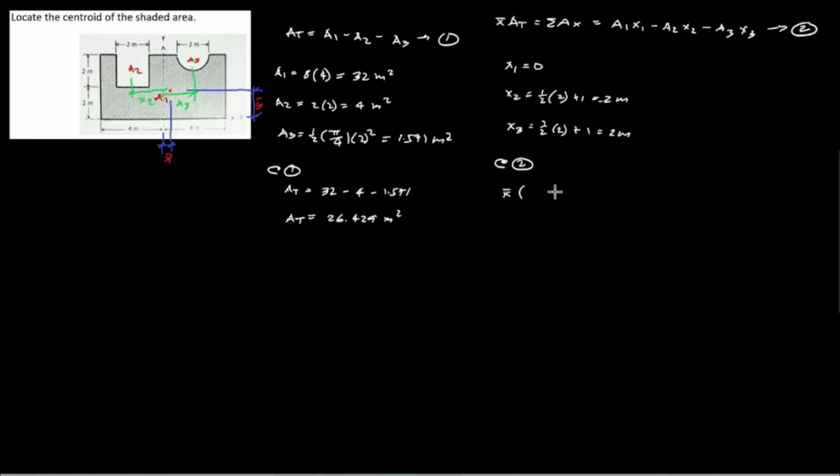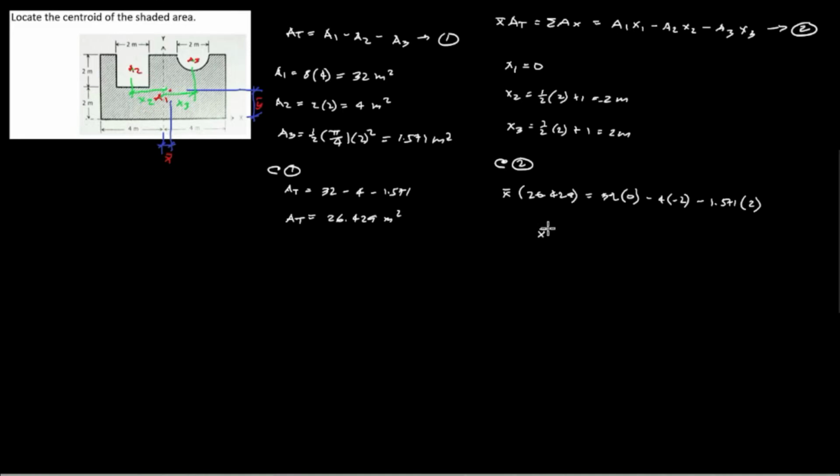x bar multiplied by the area total, which is 26.429, is equal to area 1, 32, multiplied by x sub 1, or 0, minus area 2, which is 4 square meters, times x sub 2, that's negative 2, and minus area 3, or 1.571, and the distance x sub 3 is also 2 meters.